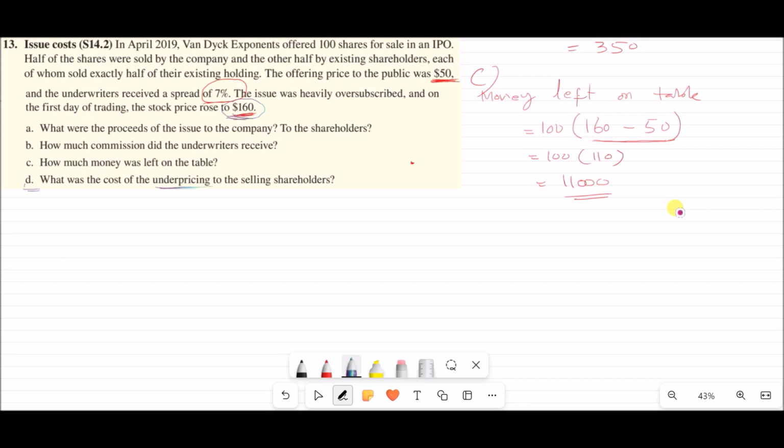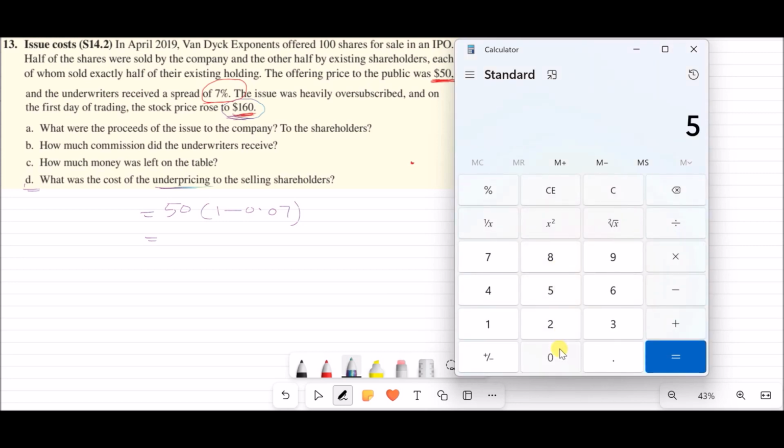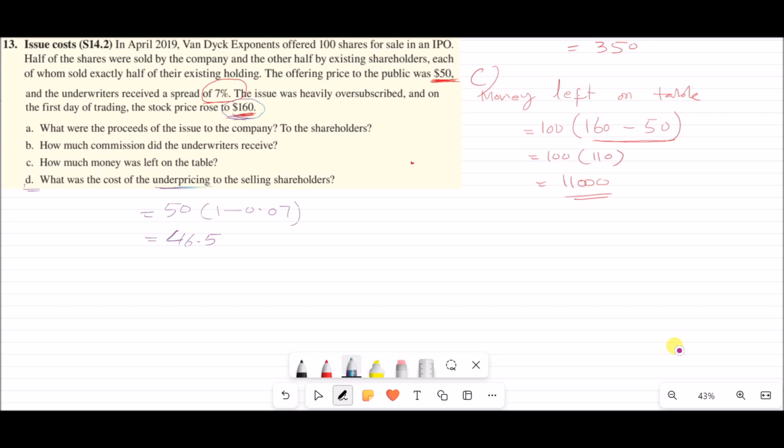So market evaluated it at 160, but the company did not receive the 160. So what the company received is $50, and they paid 7% commission on these $50. So each share gave around 46.5. Okay, so what is underpricing? So underpricing will be 160 minus 46.5.